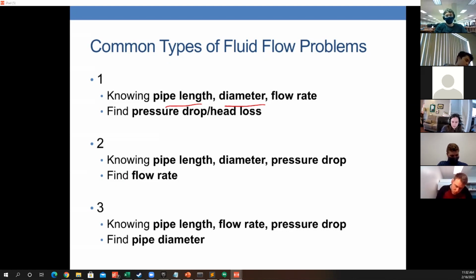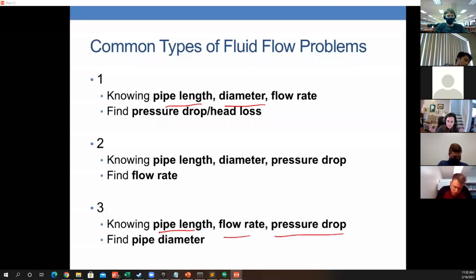And another thing you could do is, what if you know the length of pipe you need, you know the flow rate you need, and you know a pressure drop, and you want to find a diameter of pipe that will give you that. So your application needs some pressure drop, it needs some flow rate, you need to make it work, so the only thing you can do is try to pick a pipe diameter that will give you what you want. Okay? Let's go through and talk about how you would solve each of these.